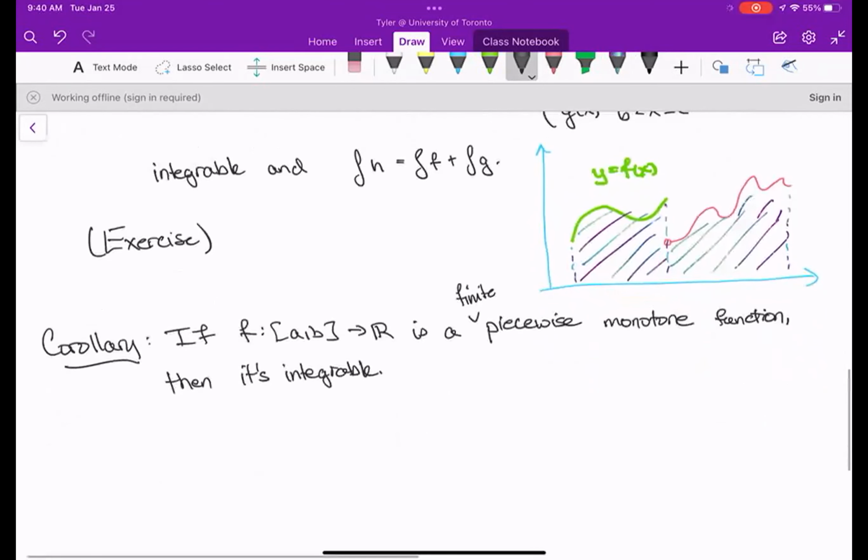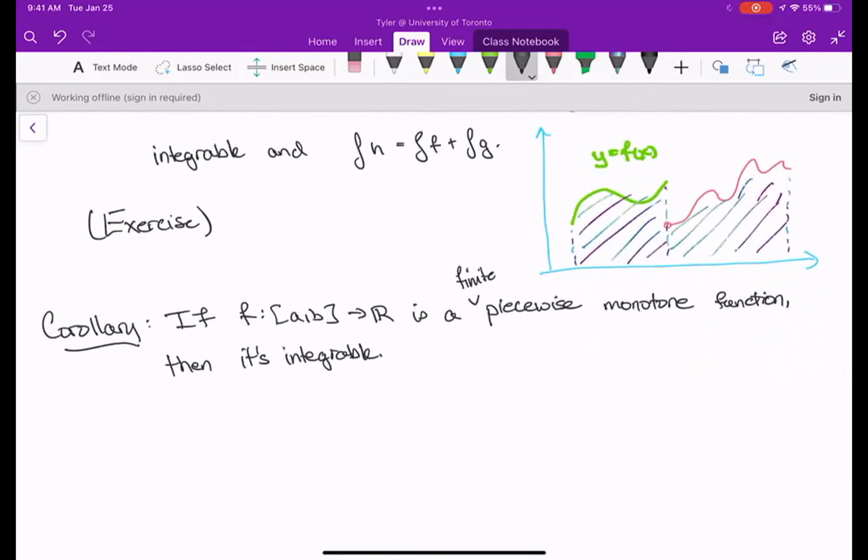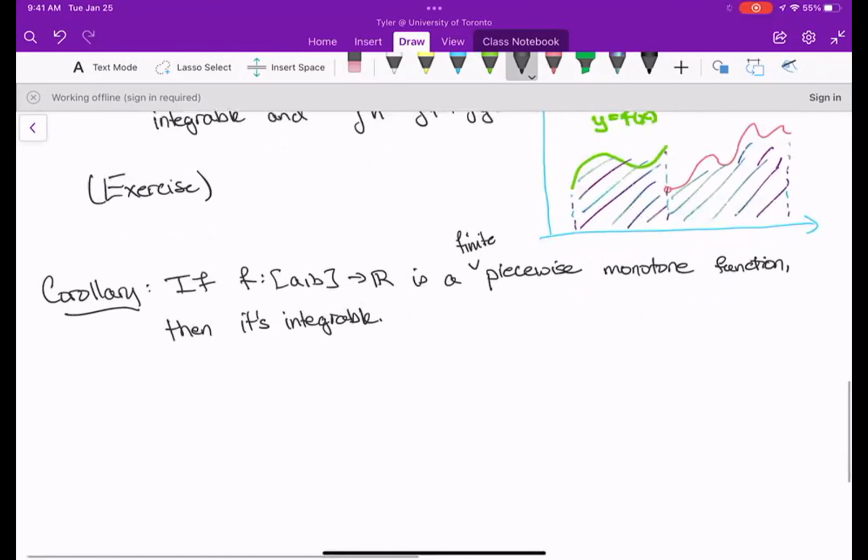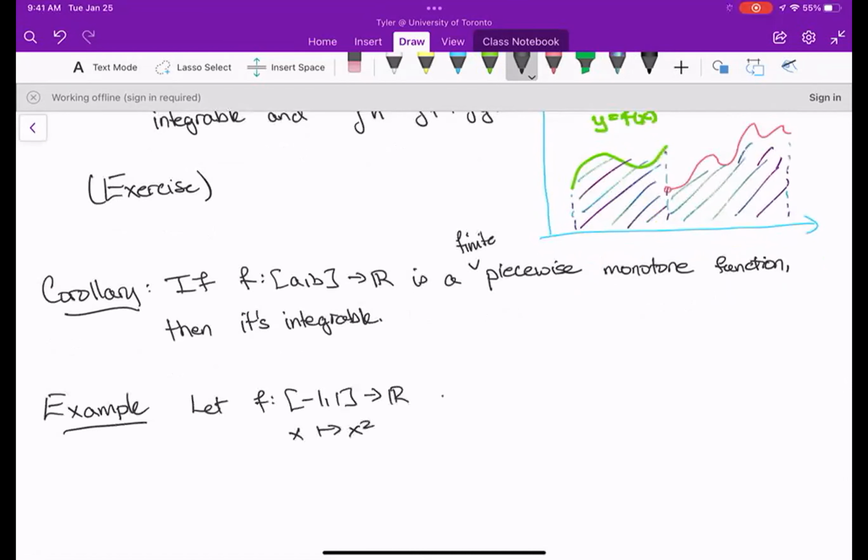So for example, we could immediately say that x squared is integrable on any domain [a, b], right? It doesn't just need to be the positive things. It's true on any domain. So for example, let f on the interval [-1, 1] to R be the function which maps x to x squared. It is not monotone, but it can be written as a piecewise function.